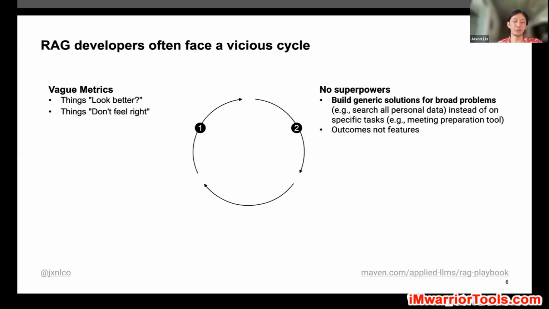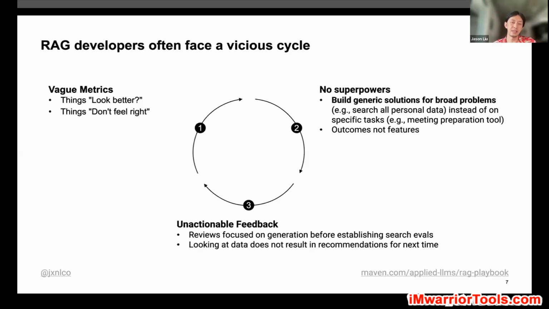Whereas if we can build more specific tools like a meeting preparation tool that can search over personal data, now the outcomes are a little bit more clear. You're going to be more prepared. You're going to close the deal, have better sales, have better conversion, et cetera. And then lastly, I think too many companies are focusing on generation before having good search evaluations. And what this results in is that looking at the data does not actually result in recommendations we can use to improve the systems over time.